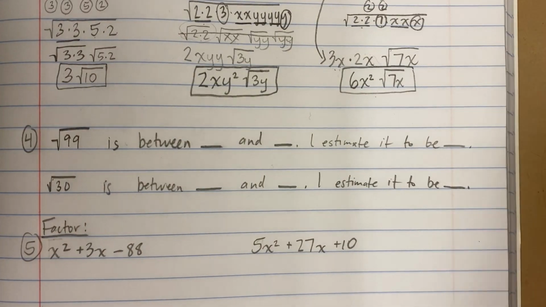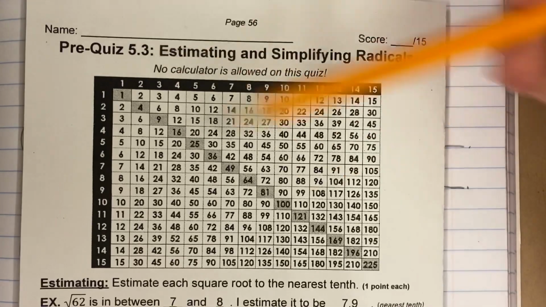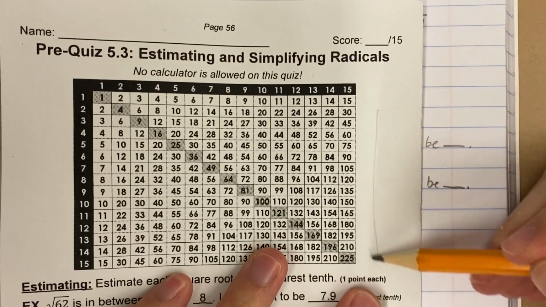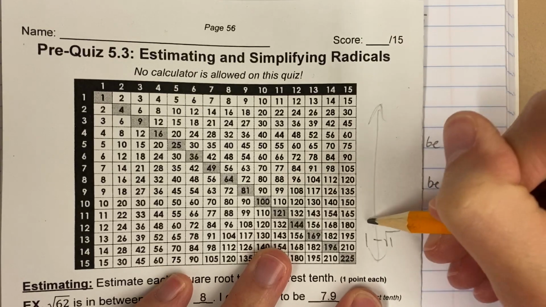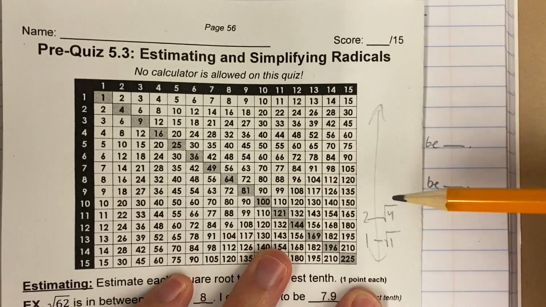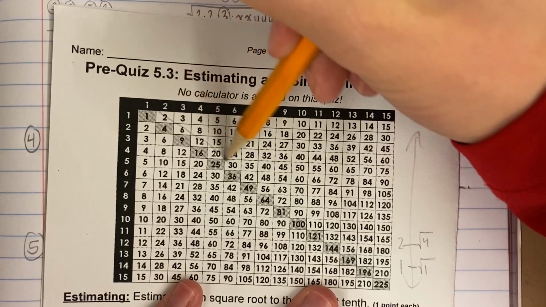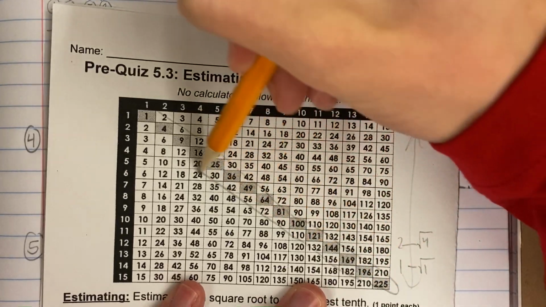For these estimating questions, I want you to use your tools. If you remember when we first learned it, we had these notes and a number line, and 1 was the square root of 1, 2 was the square root of 4. That number line is right here. Here it is. I'm providing it for you on the quiz.